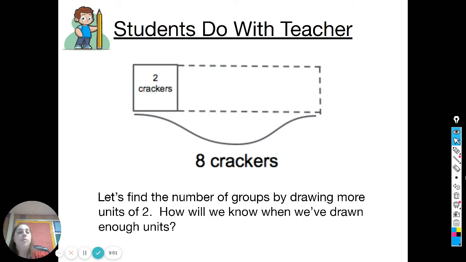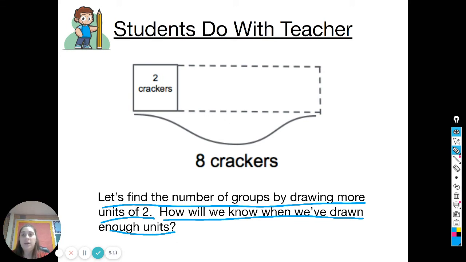Okay, so let's find the number of groups by drawing more units of 2. How will we know when we've drawn enough units? Well, if we keep counting by 2s, what number are we going to stop at? Hold it up with your fingers. What number are we going to stop at when we're counting by 2s?